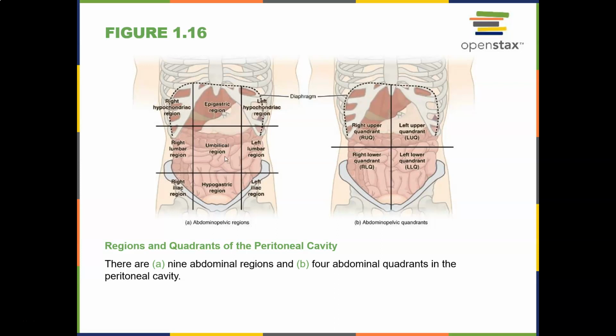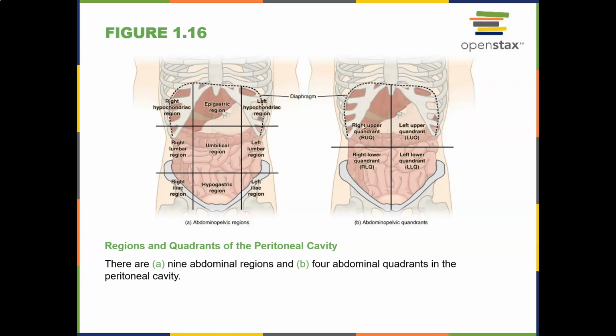In the umbilical region, you've got the majority of your small intestine, large intestine. Left lumbar region, you've got the descending colon. In the right lumbar region, you've got the ascending colon. Okay. In the hypogastric region, you've got the urinary bladder and a small percentage of the small intestine. Or in some patients, a large portion of the small intestine. Remember, the small intestine is over 20 feet.